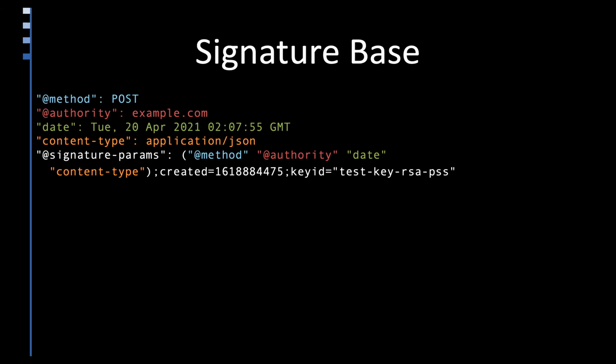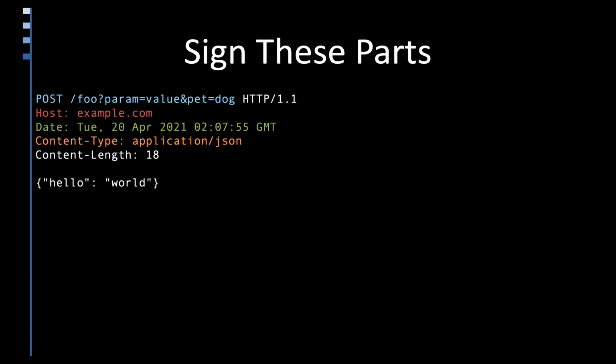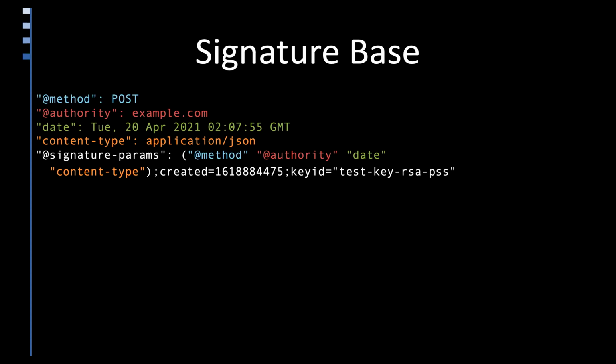So all of these are being built up into a string. So we take the identifier, a colon, a single space, and then the value, and then a new line. We do that all the way down until we've got all of our covered elements. And then we take our signature parameters, which, as you can see, is not in this message anywhere. So our signature parameters is a list of the things that we're signing. These are all the component identifiers in an ordered list.